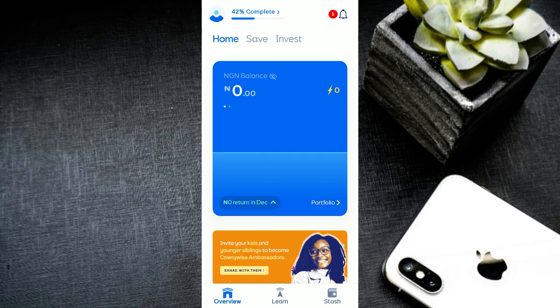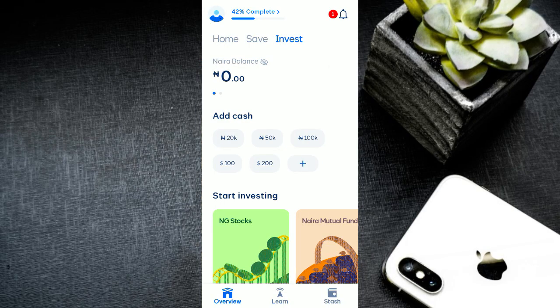So the first thing you need to do, as usual, is download the app and then create an account. If you don't know how, go check out our video on how to create an account on Cowrywise. Then you come back, and once you're here, the next thing you're going to do is from the homepage, click on invest at the top.